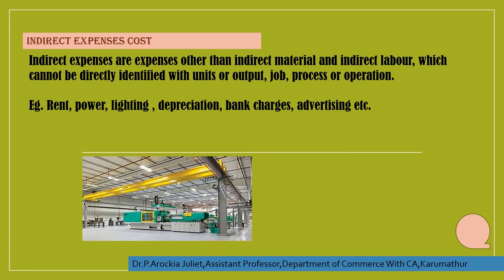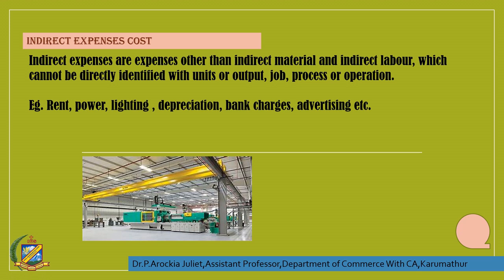Then the last element is indirect expenses cost. Expenses which are other than indirect material and indirect labor. We already learned what is indirect material and indirect labor. So other than these two, the cost is called indirect expenses cost, which cannot be directly identified with units of output for a particular job or a particular process.